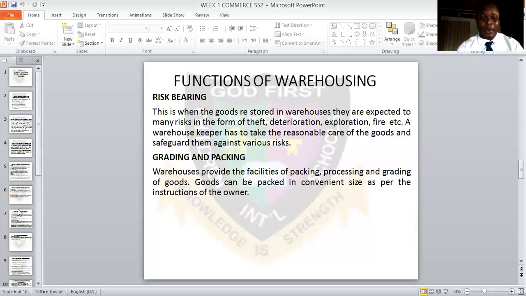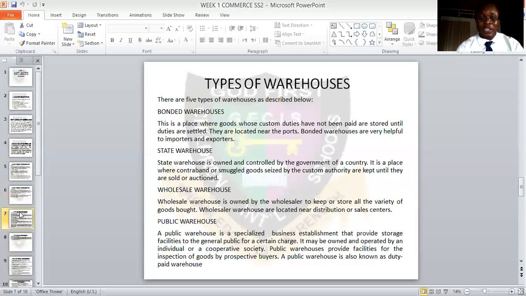So the next one is to look at the types of warehouses. Under the types of warehouses, there are 5 types, and these can be described below. The first one is bonded warehouses. Bonded warehouses are places where goods whose customs duty has not been paid are stored until the duty is settled.